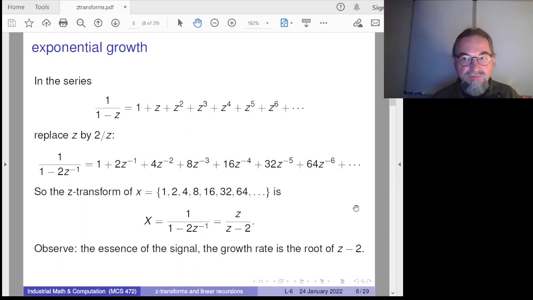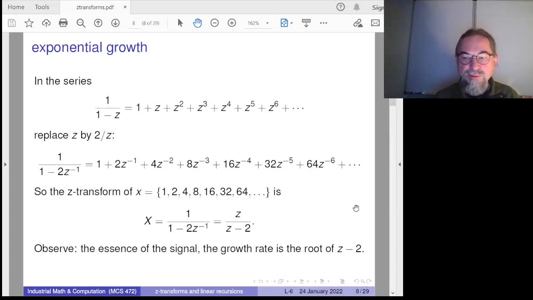Now the z transform captures this very beautifully. The z transform, the capital X, is now z over z minus 2. And the root of the denominator, 2, is actually the growth rate. So the essence of the signal, where we have all these numbers that are growing and growing, is a very nice representation of this exponential growth series.